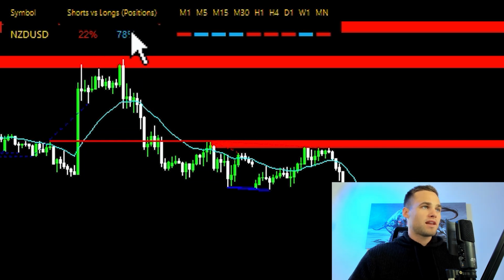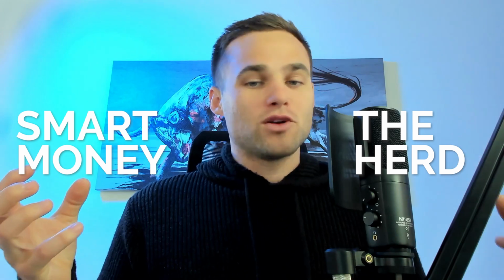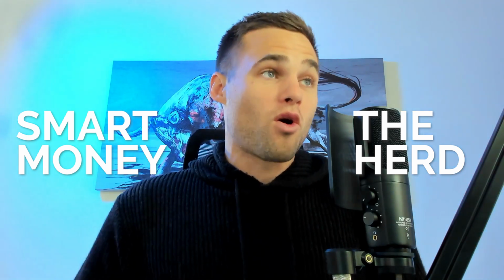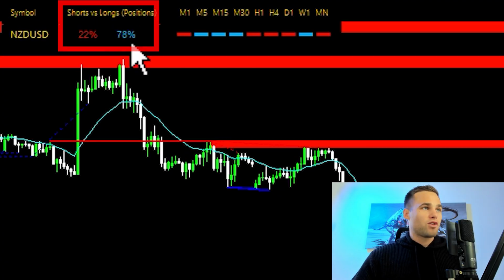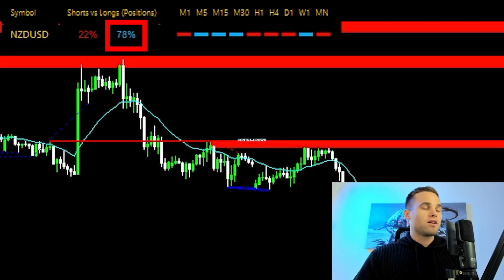We also see one thing that I like to look at, which is the sentiment indicator. In Forex, there are two market participants, or really in any market for the most part. There's the smart money and there's the herd, or the retail traders. And as we know, the herd is almost always wrong and the smart money is almost always right. As you can see here, the herd is 78% long. So we want to be opposite, contrarian, or contra crowd. If we see that they're long, we want to be short. So again, confirmation, we want to be short.